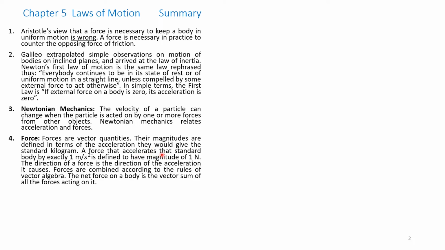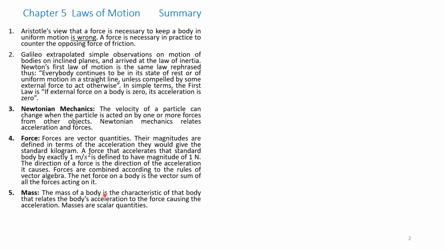A force that accelerates the standard body by exactly 1 meter per second square is defined to have a magnitude of 1 Newton. The direction of force is the direction of acceleration it causes. Forces are combined according to the rules of vector algebra. The net force on a body is the vector sum of all the forces.